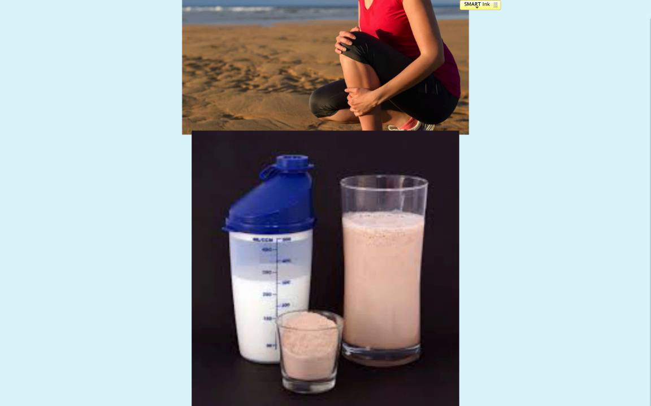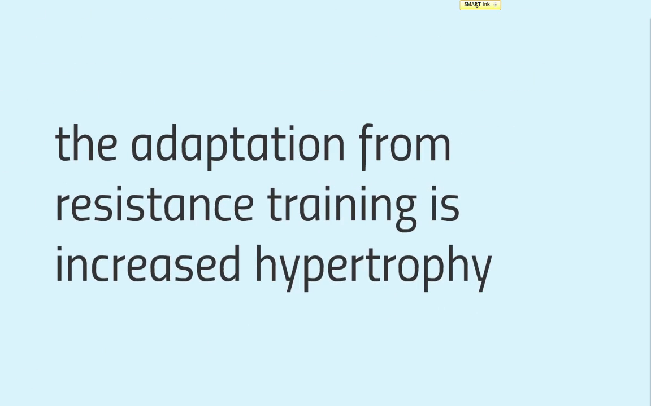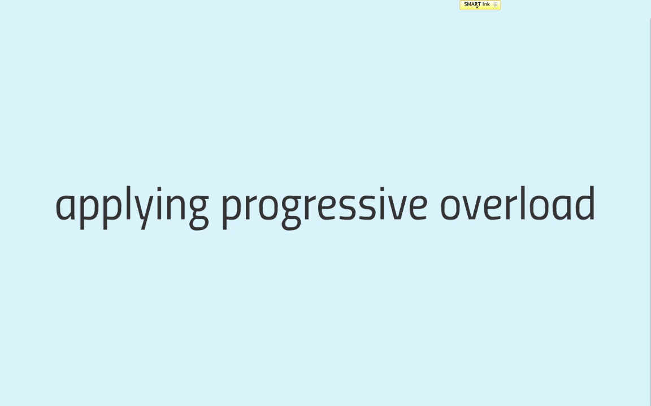The reason why many gym users take protein drinks is to assist in the building of new muscle protein strands, and therefore this speeds up the process of hypertrophy. The physiological adaptation of resistance training is increased muscle hypertrophy. The training principle of progressive overload will aid in increasing muscle size and hypertrophy.